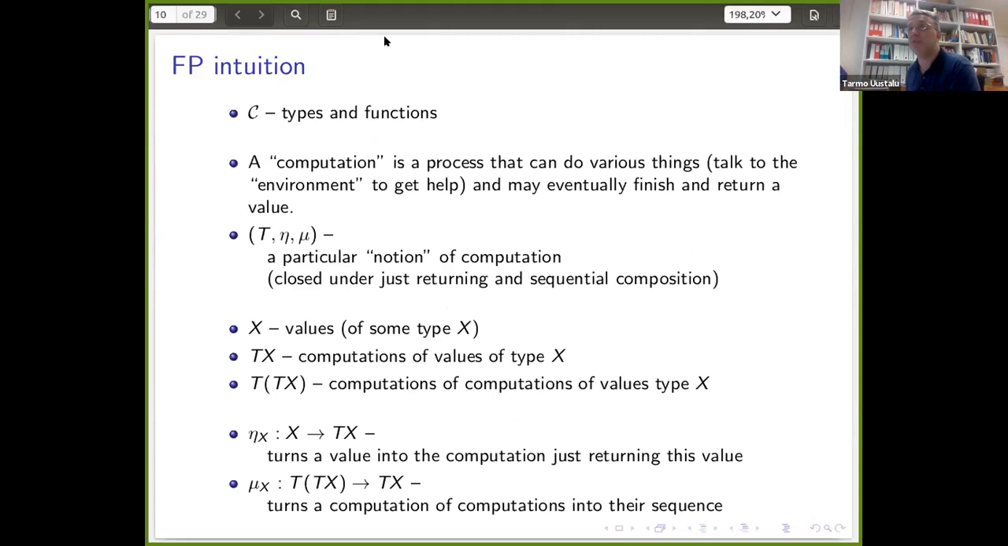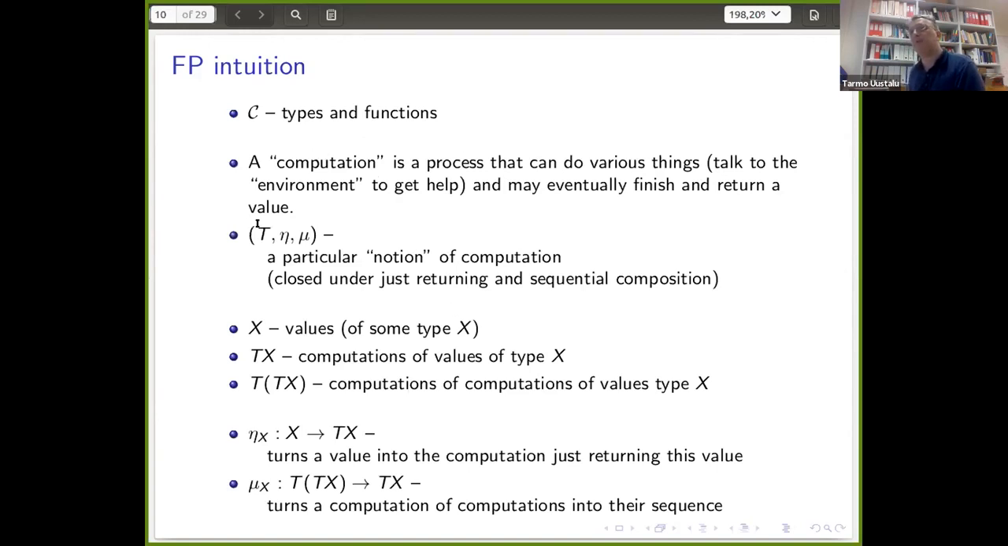The C are types and functions. Now we think of computations as processes that can do various things, basically talk to the environment to get help, and that may eventually finish and return a value. Like if you've got a non-deterministic computation, the way it talks to the environment, it basically asks the environment to cast a die for the computation. Like, does it come up with heads or tails? And then it may repeatedly ask the environment, like an oracle, where should I go in my non-deterministic choice? So you give up responsibility, the environment makes choices for you, that's your model of non-determinism, but eventually you hope to finish and return a value. So that's what computations are.